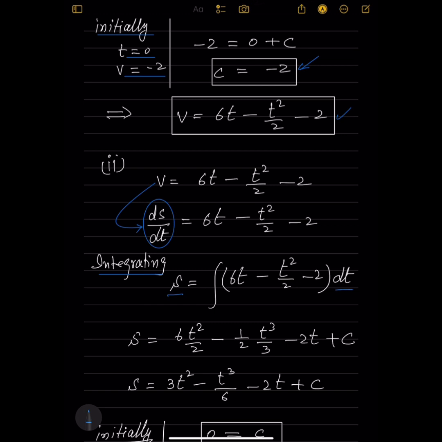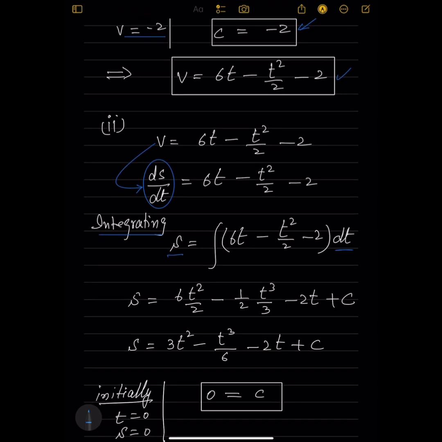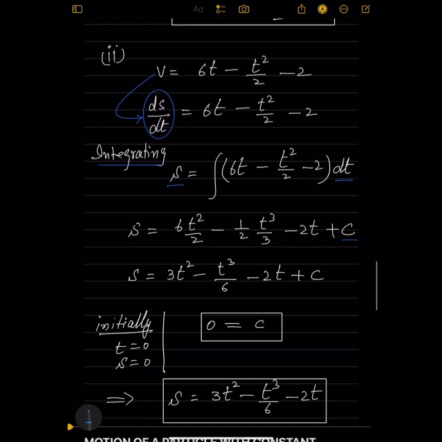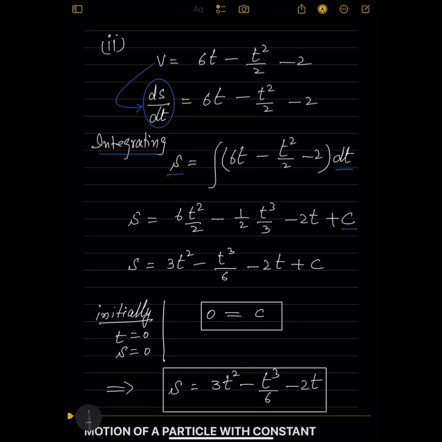तो 6 का इंटीग्रल बन जाएगा 6t, t square over 2 minus 1 over 2, और t square को हम इंटीग्रेट करेंगे, that becomes t cube over 3, और माइनस 2 की इंटीग्रेशन 2t है, प्लस c. We are again taking c as a constant of integration because the integration is indefinite. अब 6 और 2 ये कैंसिल आउट हो जाते हैं, यहाँ पे 3 रह जाता है. तो this becomes s is equal to 3t square minus t cube over 6 minus 2t plus c.